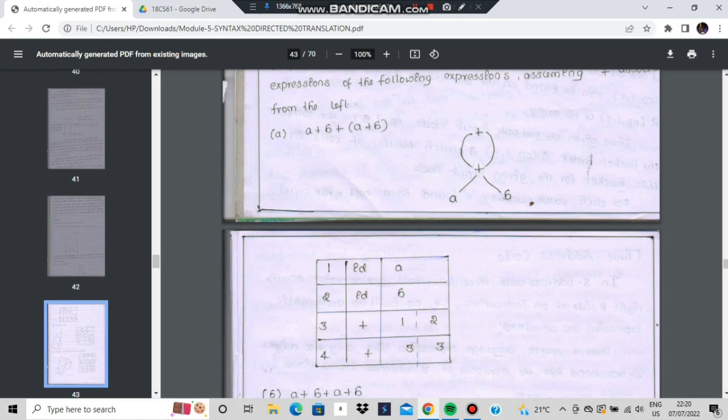Then what is the third thing here? Third thing is 1 and 2, it is getting plus, right? 1 and 2 is getting plus. So this is 1, this is 2, and that is getting plus. So 1 2. And what will this become? This will become 3. So put it as 3 here.